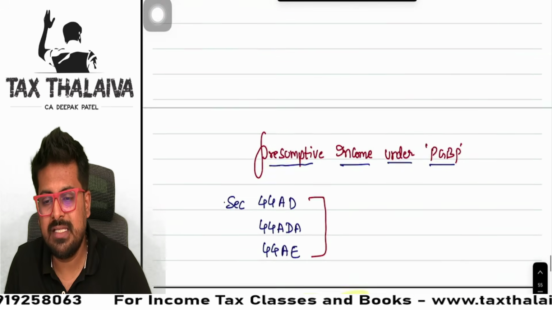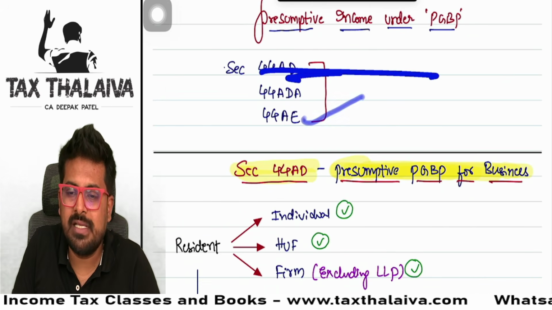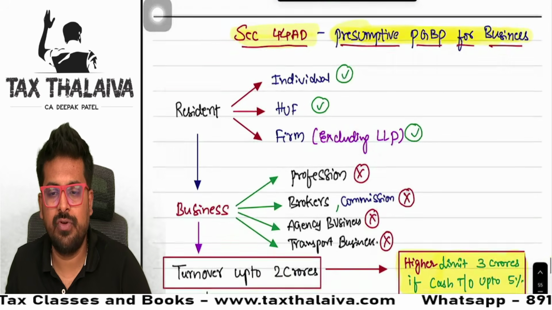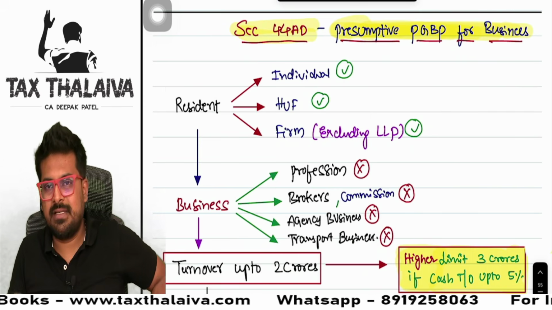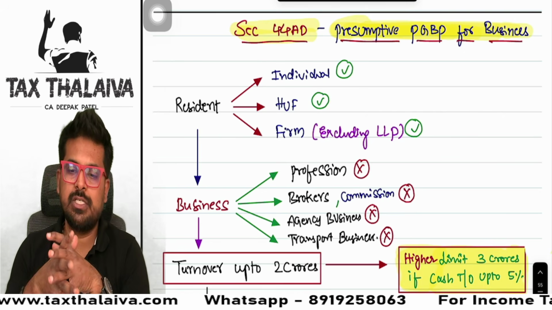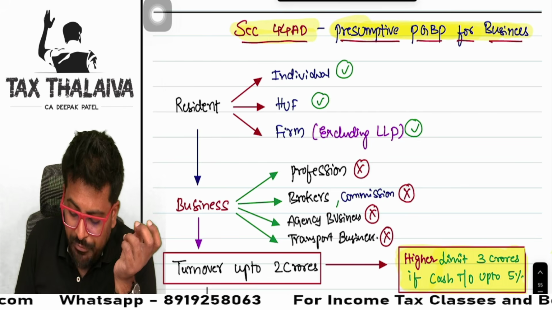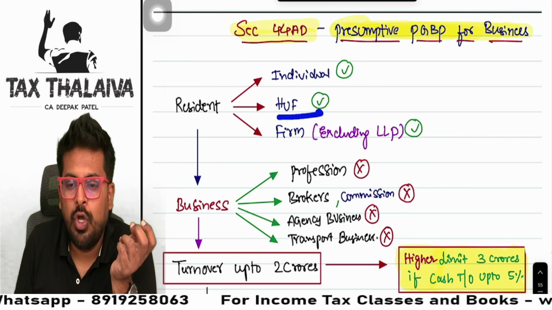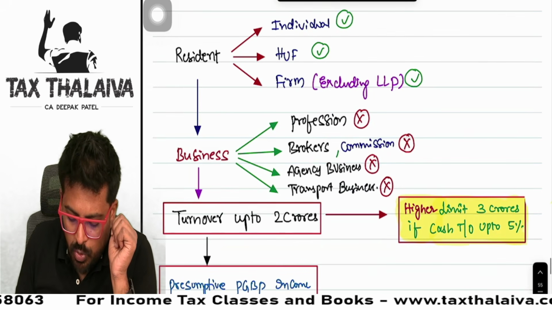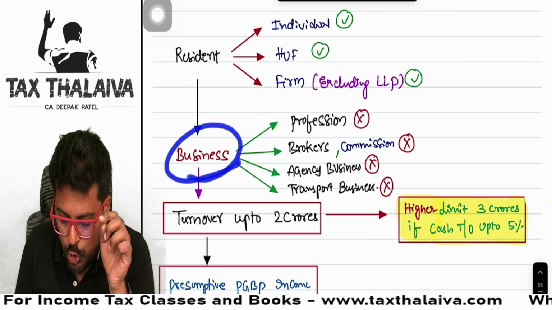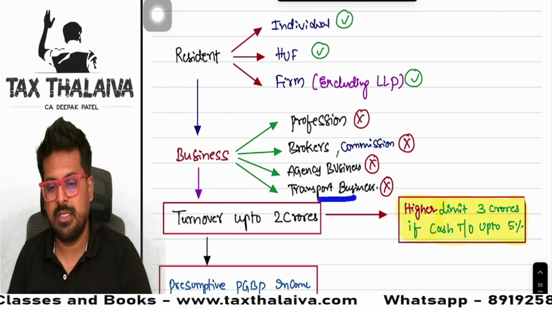Now we will discuss three sections which are 44AD, 44ADA, 44AE, presumptive basis of income for businesses and professions. Guys, under 44AD, presumptive basis of income for business. Let's say, for example, you are a businessman. Small business people, this is actually applicable. If you are an individual or an HUF or a firm but excluding LLP, if you are any of these taxpayers and you have a business, but the business should not be any profession or brokerage business or commission business or agency business or transport business.